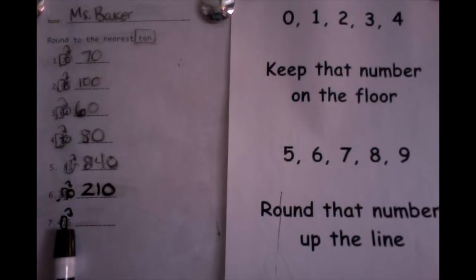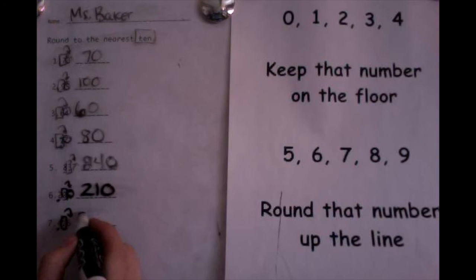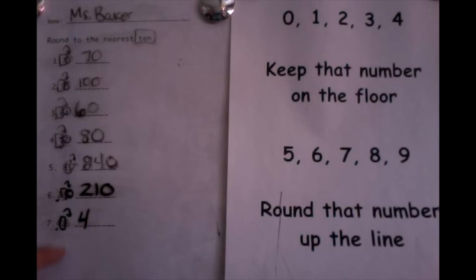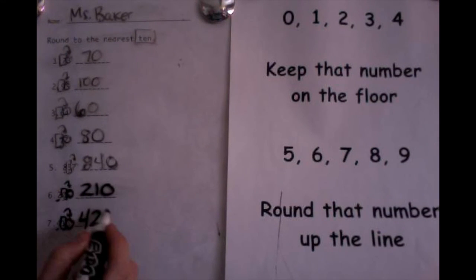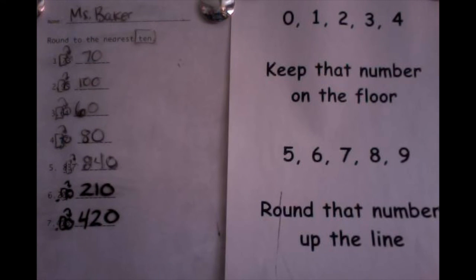Round that number to the floor. 5, 6, 7, 8, 9. Round that number up the line. This 6 is going to round this to the next number. We do not touch our hundreds place, so write the number 4 for our hundreds. The number 1 is going to round up the number line, so that's going to change to a 2, and anything after is going to become a 0. So the number 416 rounded to the nearest 10 is 420.